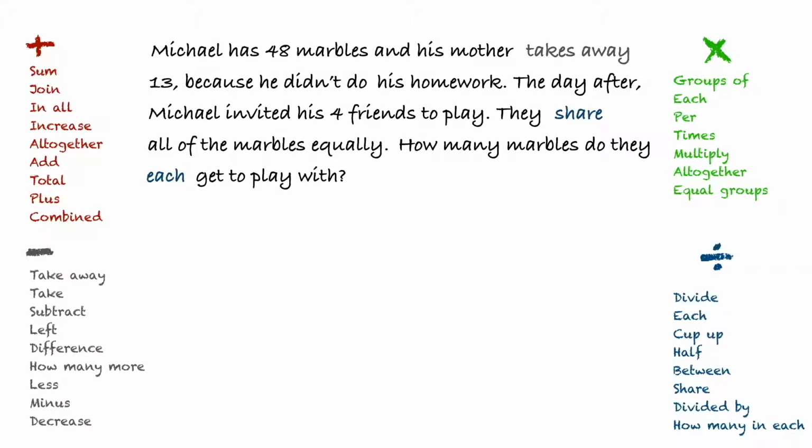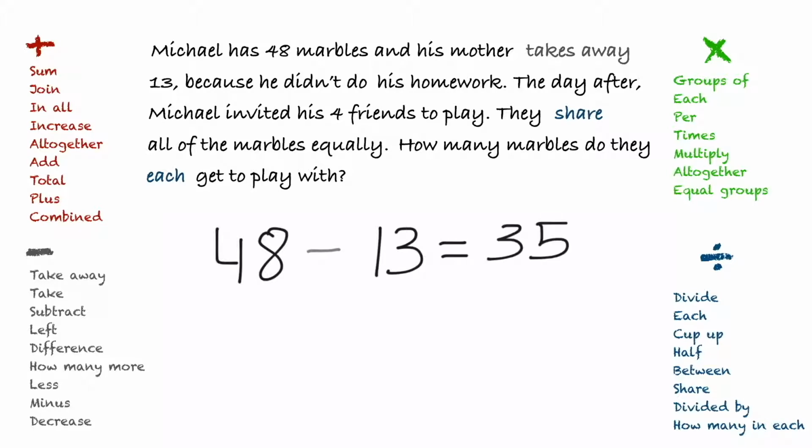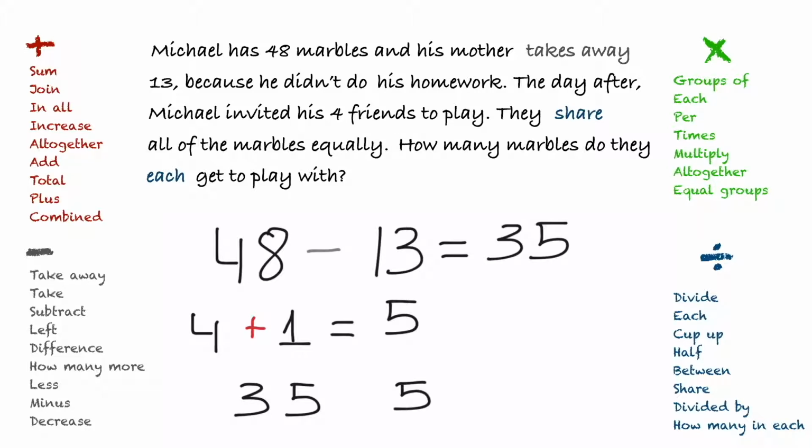First, Michael has 48 marbles and his mom takes away 13. This is telling us to subtract. 48 minus 13 is 35. Then Michael invites his 4 friends over to play. This is 4 friends plus Michael makes 5 people playing. Pay attention, be careful with that. Don't forget about him. So 5 friends share the marbles.